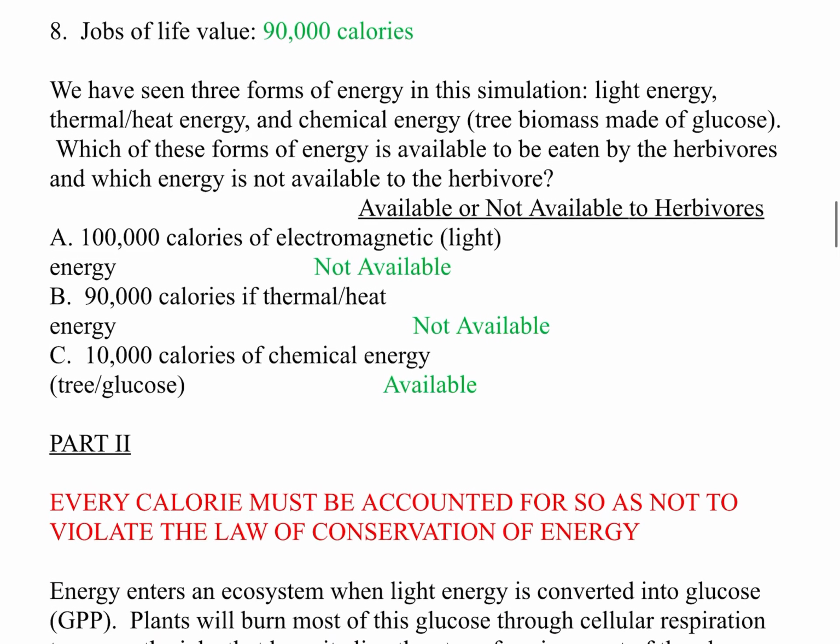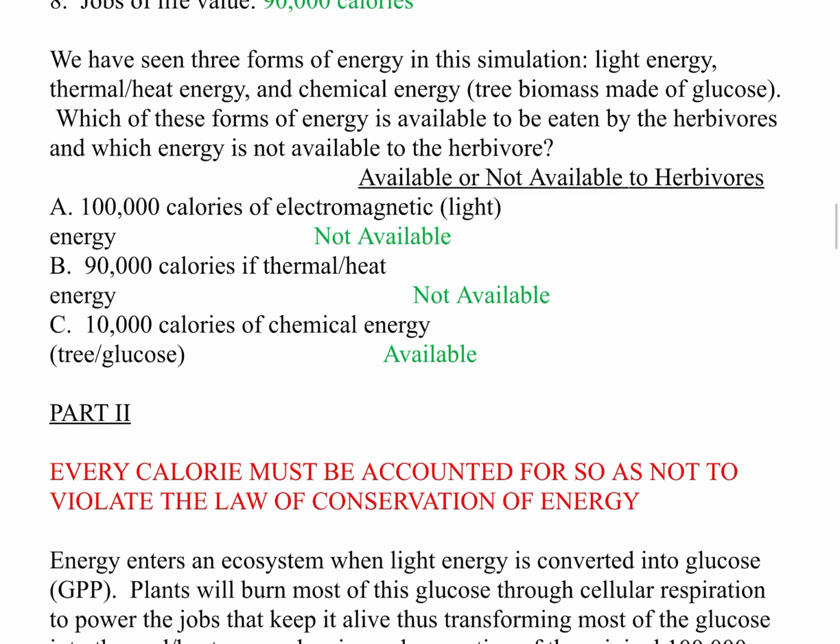Okay, so we have seen three forms of energy in this simulation: light energy, thermal energy, and chemical energy. Which of these forms of energy is available to be eaten by the herbivores, and which energy is not available to be eaten by the herbivores? Well, we'll start with the 100,000 calories of light. No herbivore can eat light.